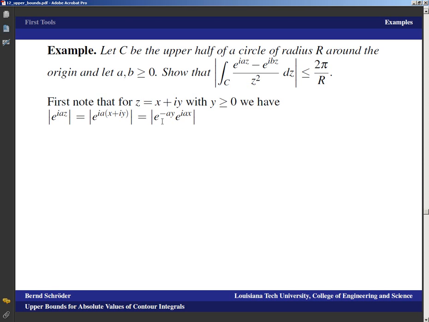And this thing, because a is greater or equal than 0 and y is greater or equal than 0, is less than or equal than 1. So that thing is less than or equal than 1. And a similar estimate also applies to e to the I bz, because the only thing that changes is the name, right?